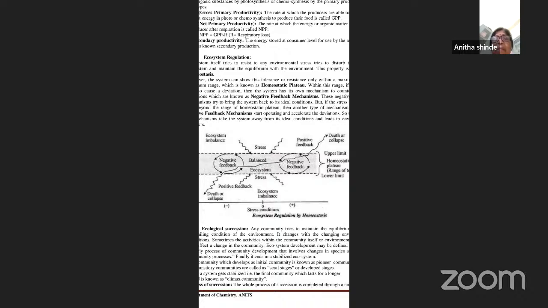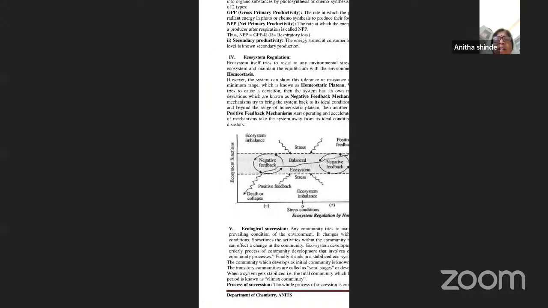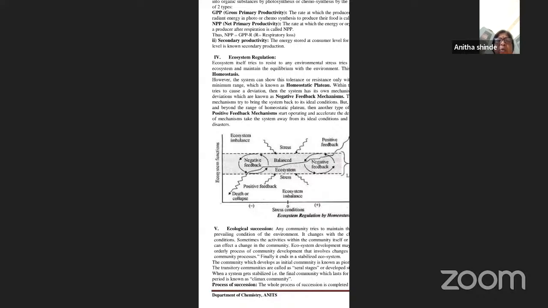Ecosystem development may be defined as an orderly process of community development. Ecological succession, or ecosystem development, is an orderly process of community development that involves changes in the species structure of community processes. And finally, it will end in a stabilized ecosystem.